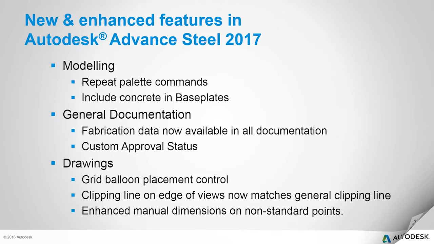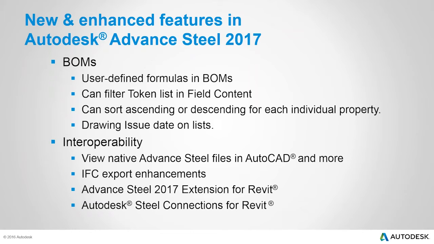There's been quite a bit of work on bills of materials or lists. You can now include formulas. You can filter the field content list and find the token you're looking for more easily. There's improved sorting, and the drawing issue date on the lists now shows up.